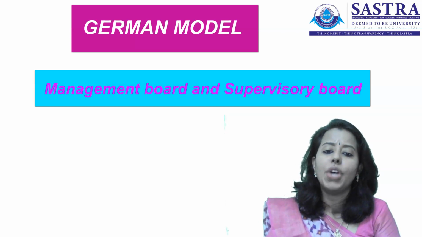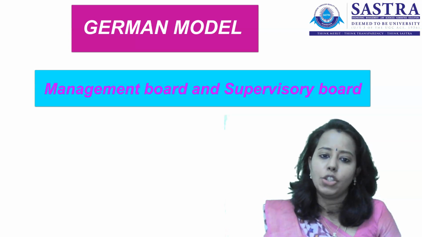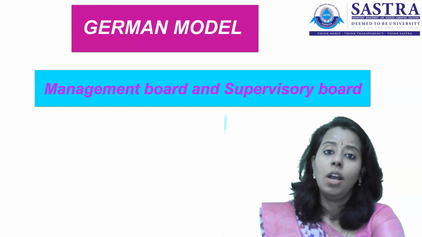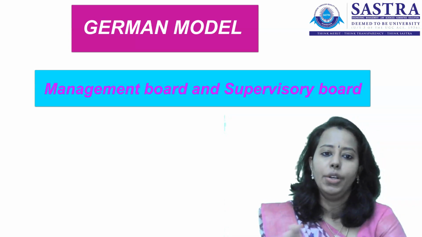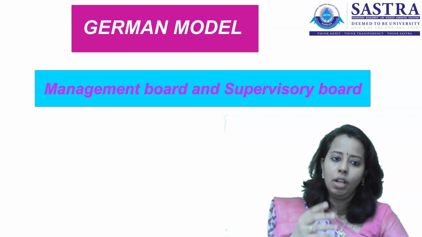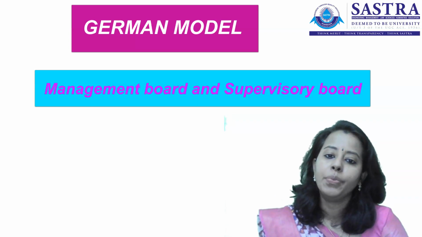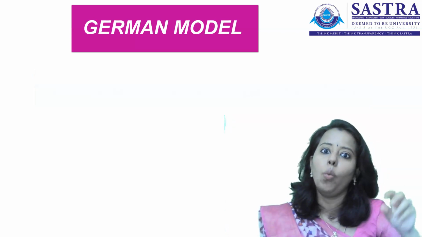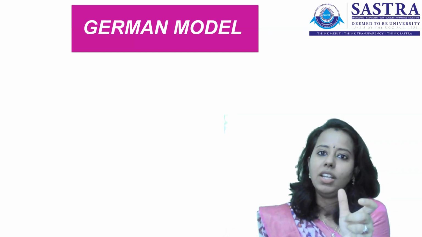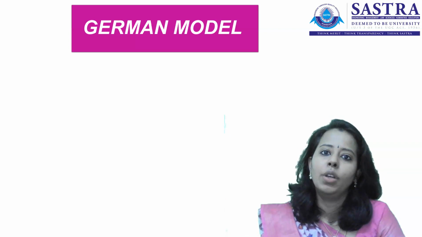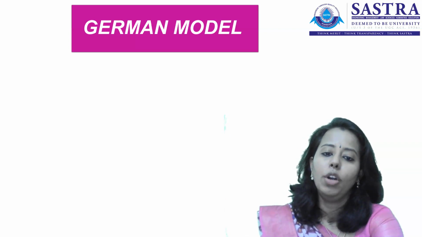These two boards are completely separate, and the size of the supervisory board is set by the law and cannot be changed by the shareholders. And here in the German model also, like the Anglo-US model, we have the voting right, but that is restricted for the shareholders. They can only vote a certain share percentage regardless of their share ownership. So this is how the German model works.